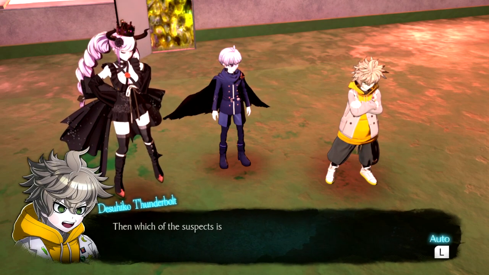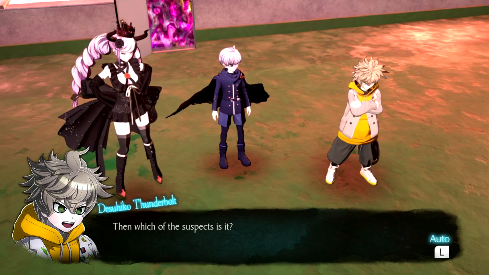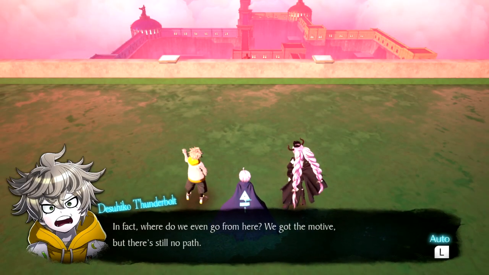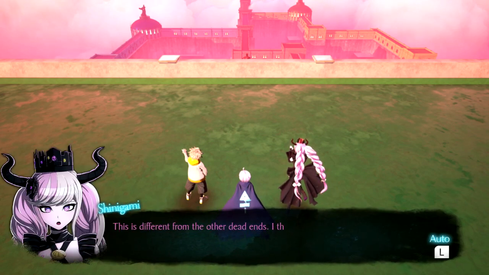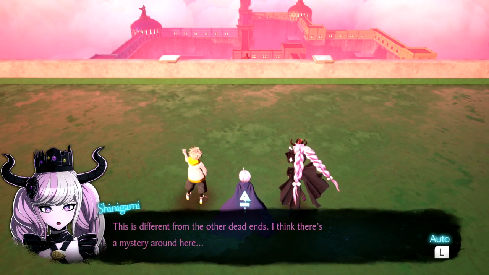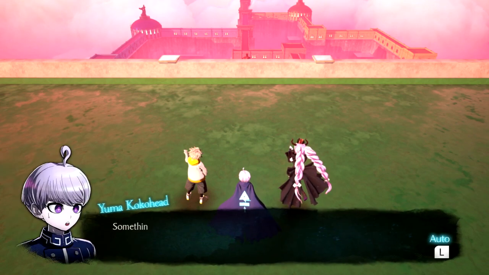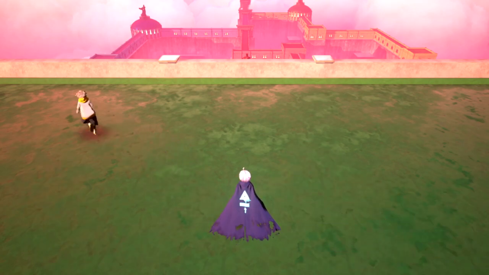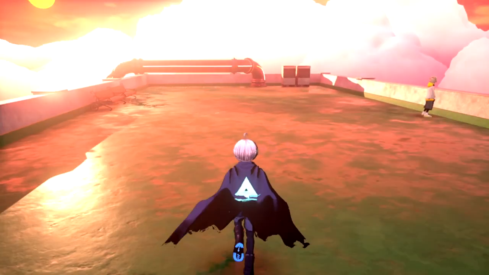Then which of the suspects is it? In fact, where do we even go from here? We got the motive, but there's still no path. This is different from the other dead ends. I think there's a mystery around here. Something must be hidden here. Oh god, why? Okay, but I thought she was gonna slash me.